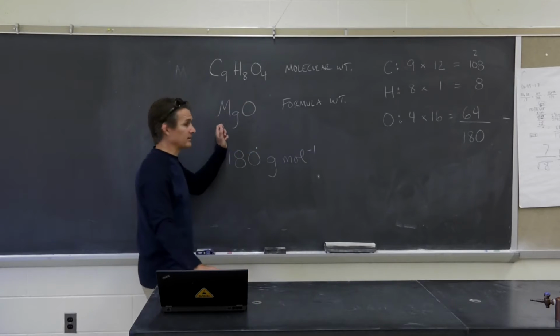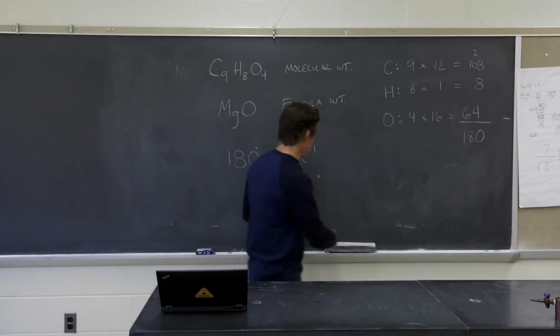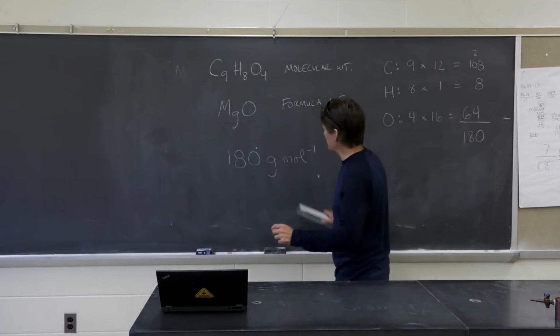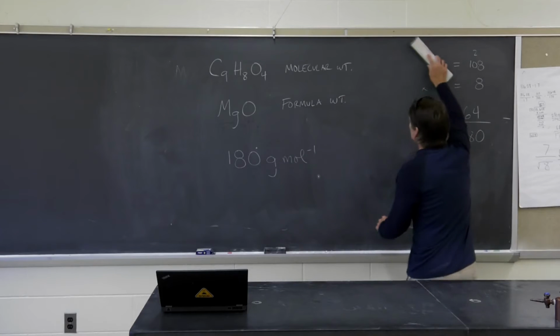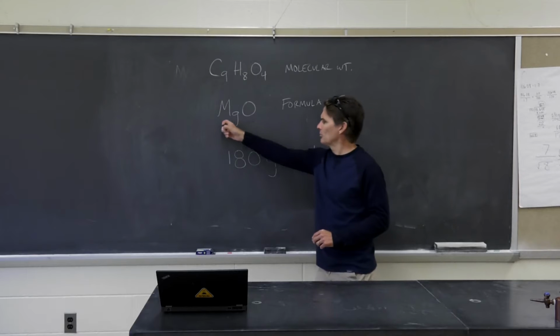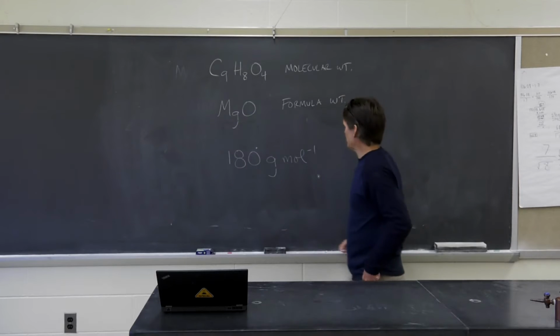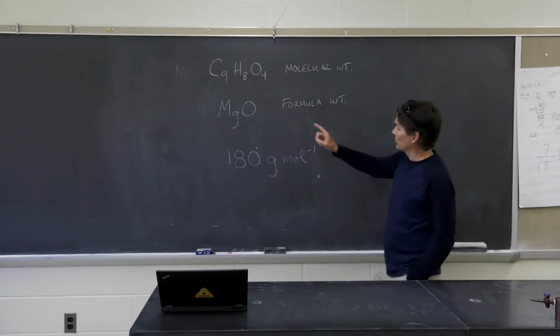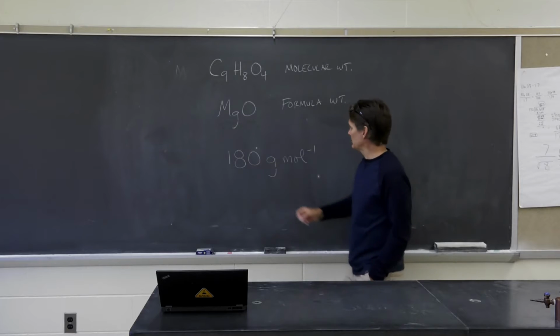First, I want to calculate the molar mass of magnesium oxide. Sorry, I said molar mass. I should have said formula weight. I guess molar mass is appropriate too, because that would be the mass of 1 mole of magnesium oxide. So that would be okay. It wouldn't be appropriate for me to say the molecular weight of magnesium oxide.